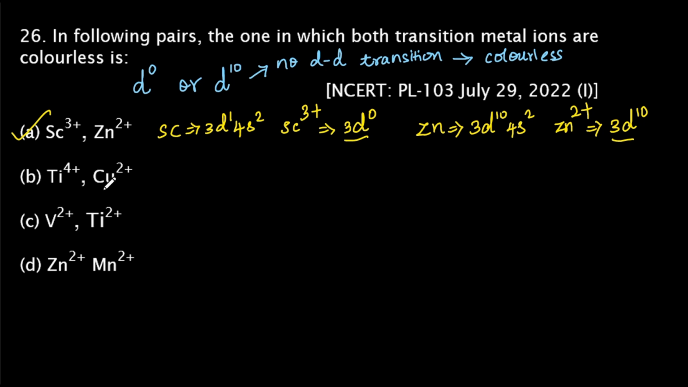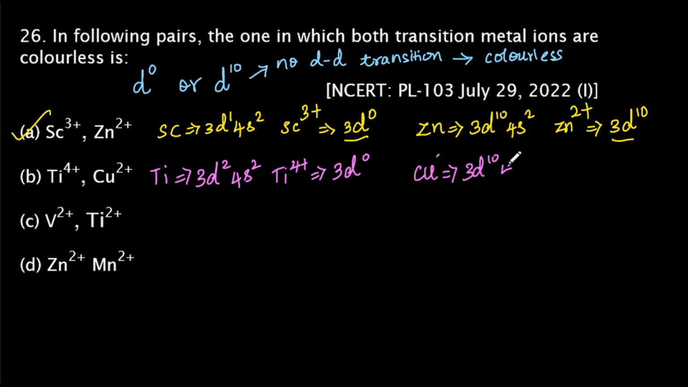Let us check the other options also. In option B, Ti4+ is given. Titanium has the configuration 3d2 4s2. In the +4 oxidation state, all 4 electrons are lost, so it has 3d0 configuration. Then copper. Copper has the configuration 3d10 4s1. Cu2+ loses 1 electron from the 4s orbital and 1 from the 3d orbital, so 3d9 configuration. In 3d9, there is d-d transition, so that ion will be colored. So option B is ruled out.